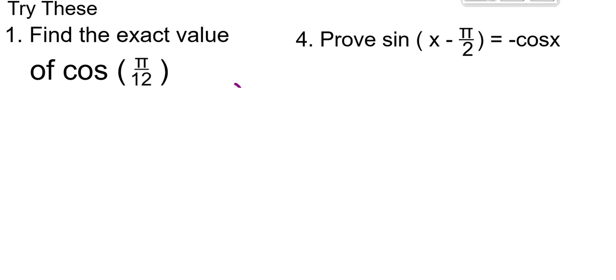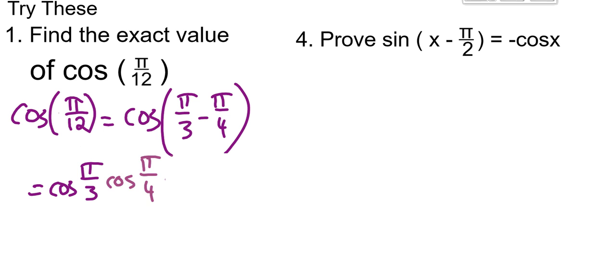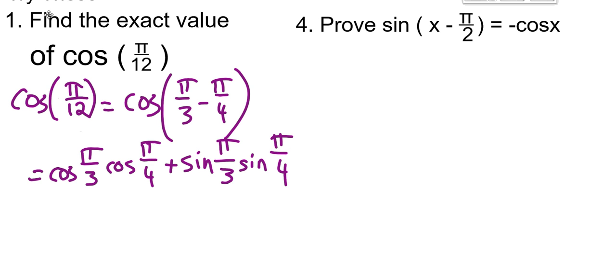So let's go over these then. And we've got the cosine of pi over 12. And so we need to make that into the cosine of a sum or difference. And we've talked about that before. I'm going to use pi over 3 minus pi over 4. And so this is the cosine of (pi over 3 minus pi over 4). So it's cosine pi over 3 times cosine pi over 4 plus sine pi over 3, sine pi over 4. And we can find all of those on our table.